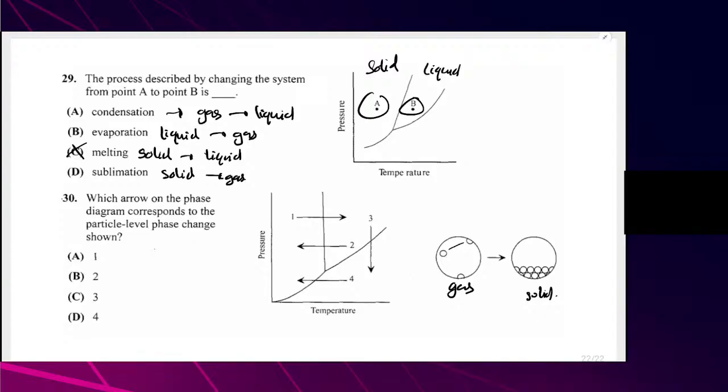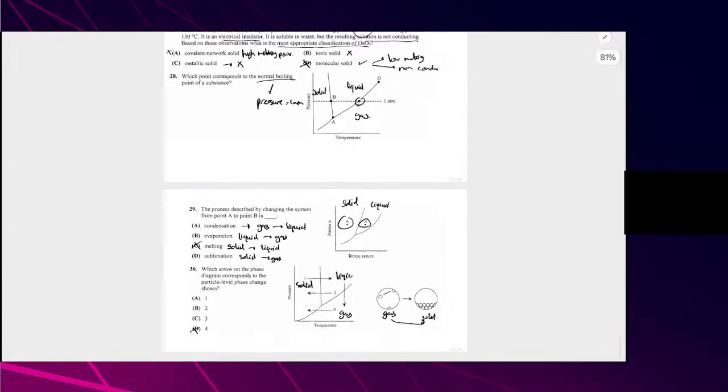Let me see. Which arrow on the phase diagram corresponds to the particle-level phase change? Remember, this one is gas, this one is liquid, this one is solid. So from gas to solid, it will be D, number 4. So yeah, done. We're done with all of them.